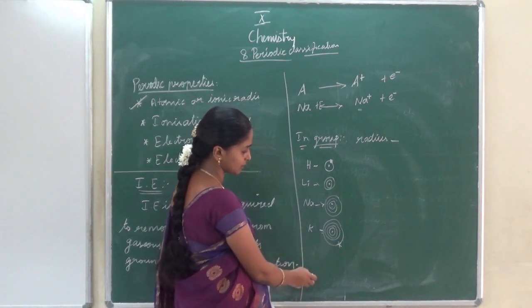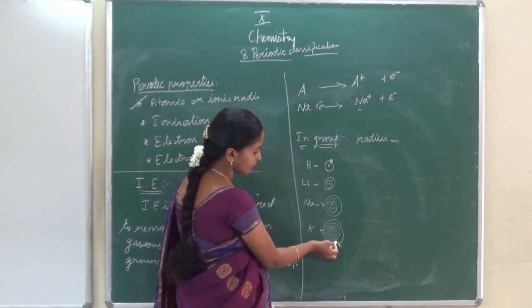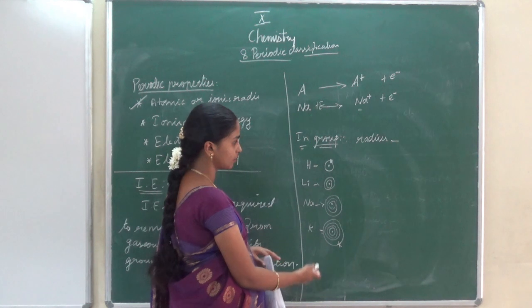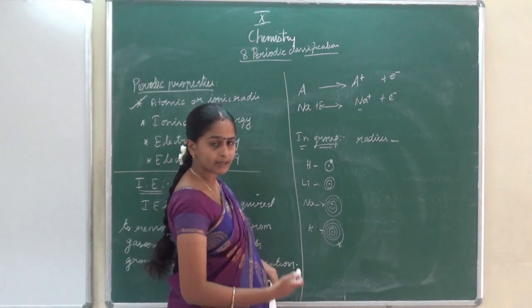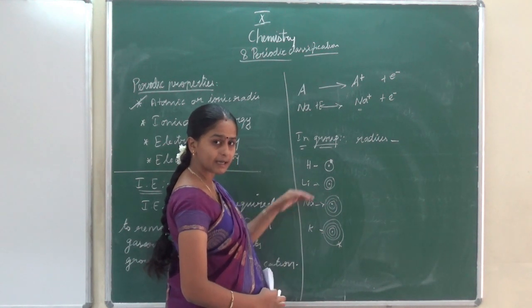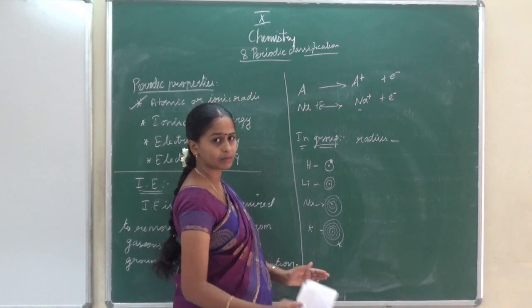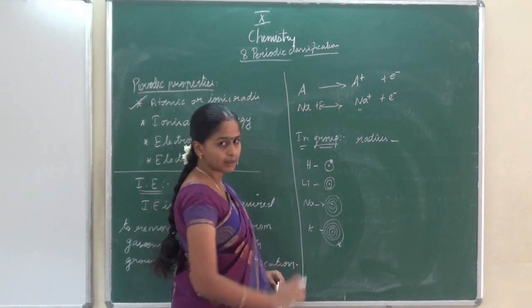Okay, electrons in the 4th shell. When you are comparing here, the nucleus attraction will be less. So when we are moving down the group, we can say ionization energy is decreasing. Why is it decreasing? Because the radius is increasing. The last electron is present far away from the nucleus, so it will require very little energy to remove the electron.